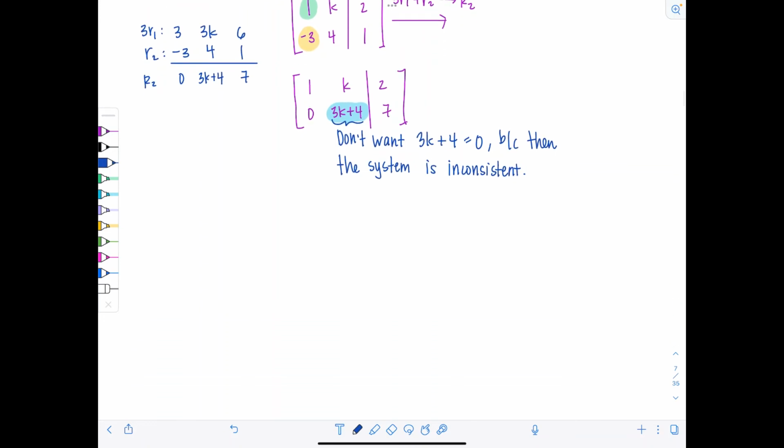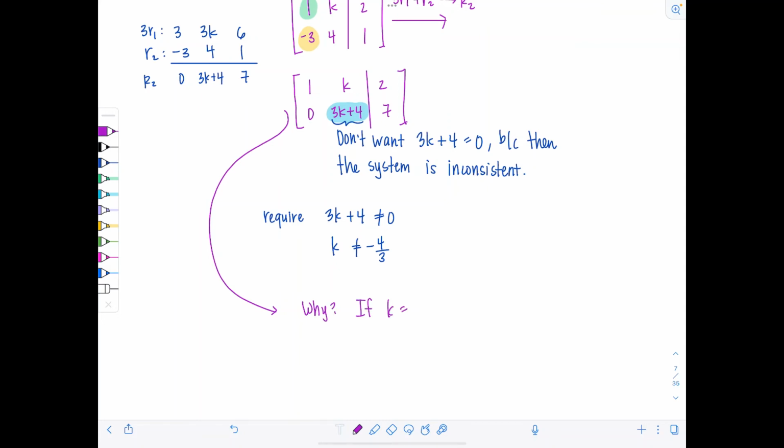So we're trying to find what k can be so that the system's consistent. Well, anything as long as 3k plus 4 isn't 0. So we're going to require 3k plus 4 to not equal 0, which means k cannot equal negative 4/3. But any other number is fine. Okay? So again, if k was equal to negative 4/3, so what's the problem? We answered the question. I just want to explain it a little bit further in case it's not clear.